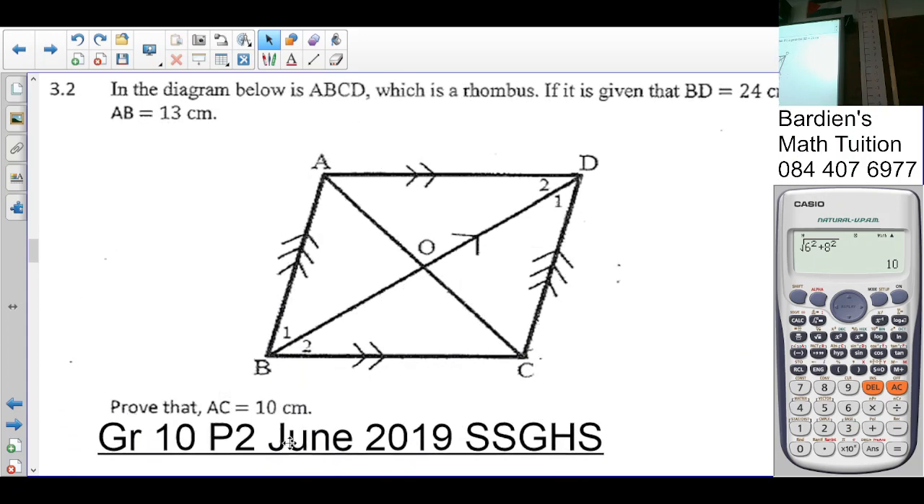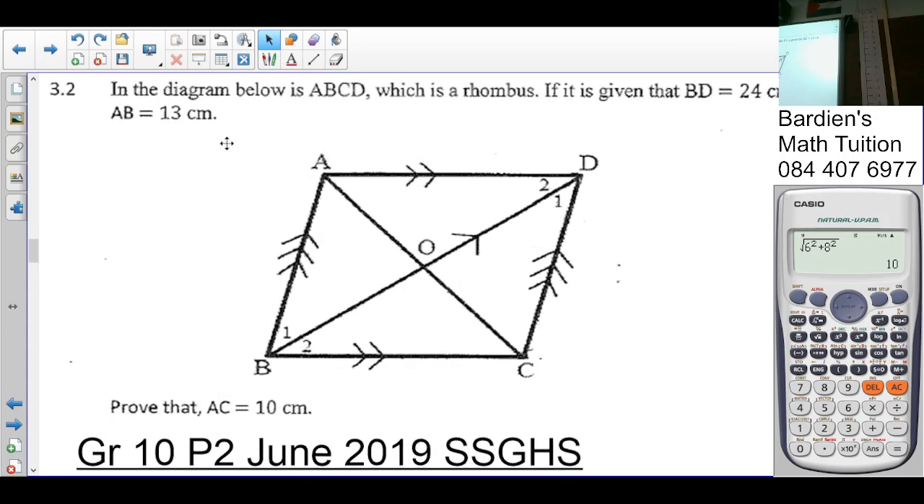Question 3.2. In the diagram below, ABCD is a rhombus. People, if it's a rhombus, 6 properties come to mind. What comes to mind? Opposite sides are parallel. It's on the diagram. Opposite angles are equal.